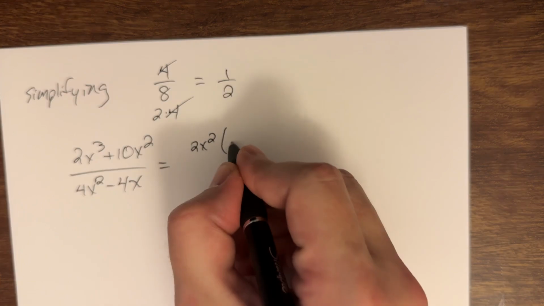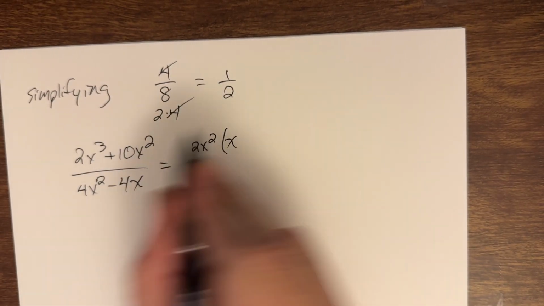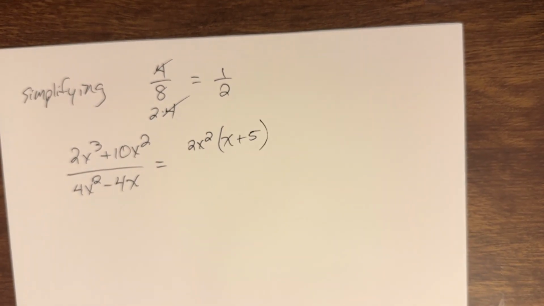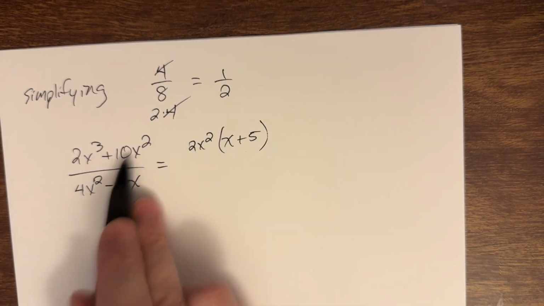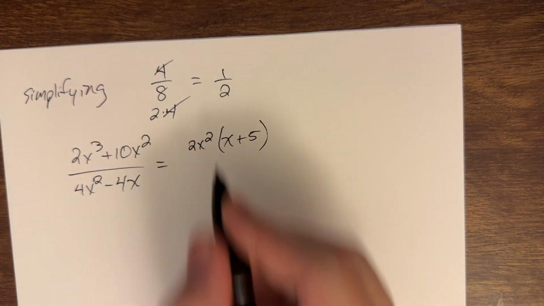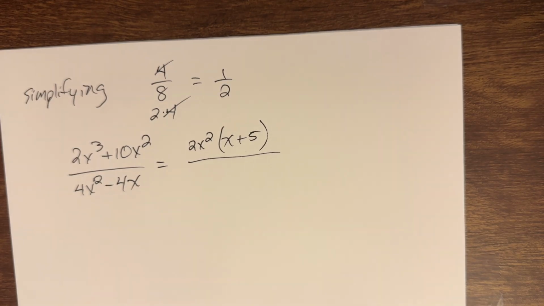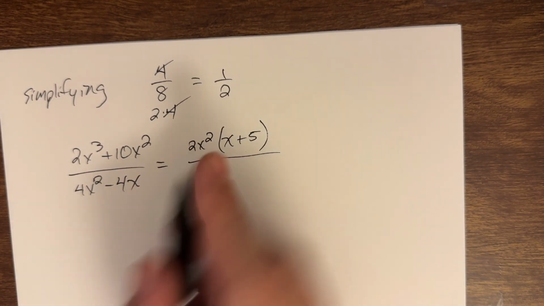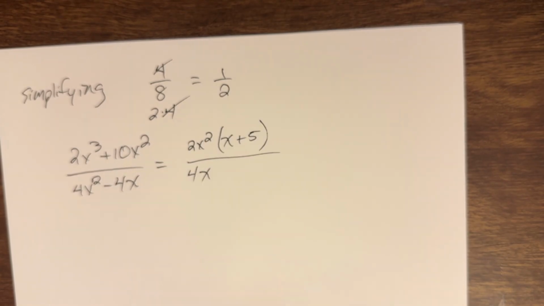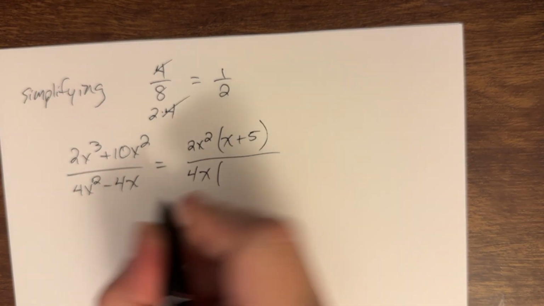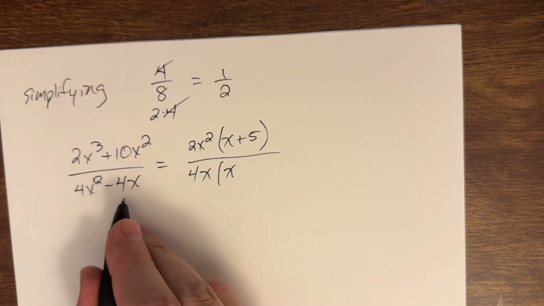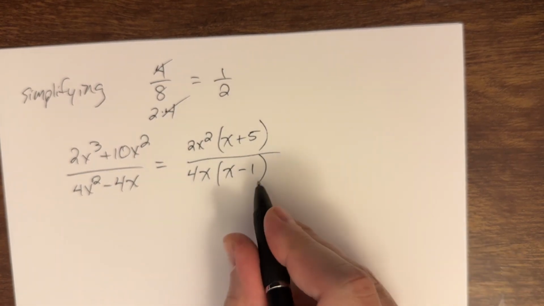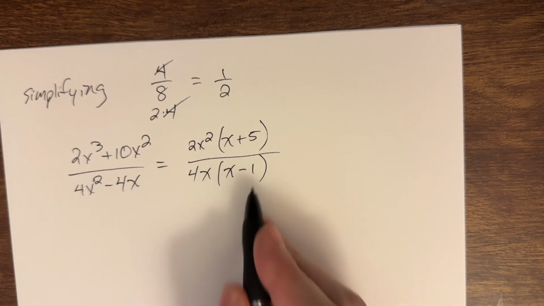And in this case, here it's an x, and then here it's a 5. 2 came out, left a 5, both x's came out. In the denominator, well, 4x squared minus 4x, I see a common 4, and I see a common x. 4x came out, x left here, 4x came out, 1, specifically a minus 1, left here.